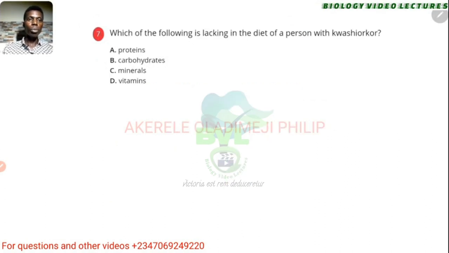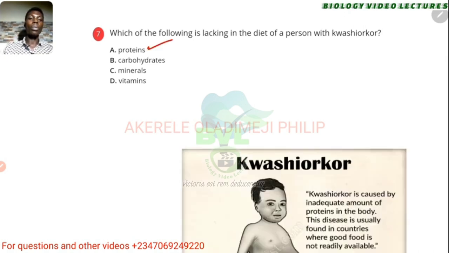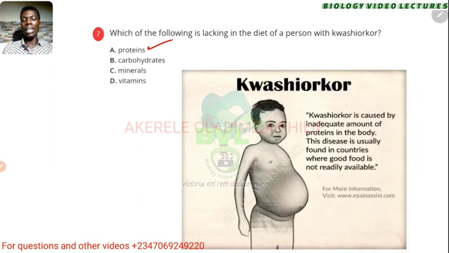All right. Moving on. Which of the following is lacking in the diet of a person with kwashiorkor? Kwashiorkor is a disease mostly found in children, and it happens when you don't have enough proteins. Something that accompanies kwashiorkor is a pot belly, or swollen belly. It is most times because if you don't have enough protein in your system, your filtering capacity is affected. Some proteins that help our kidney to work are made in the liver. So when you don't have enough proteins, something goes wrong with the filtering capacity, and fluid accumulates around the liver. That's why they tend to have a pot belly this way.